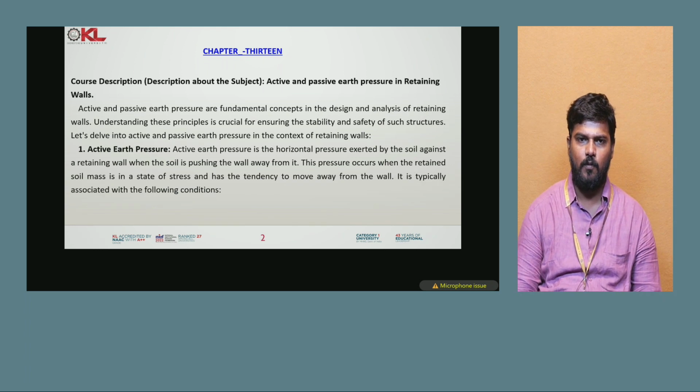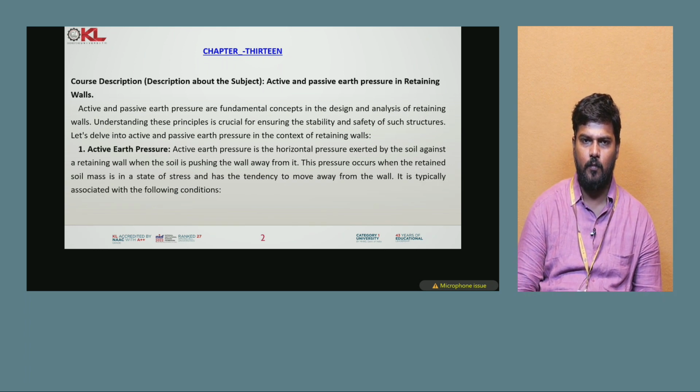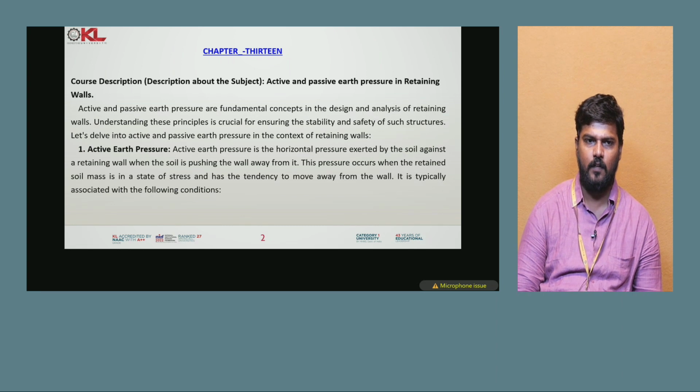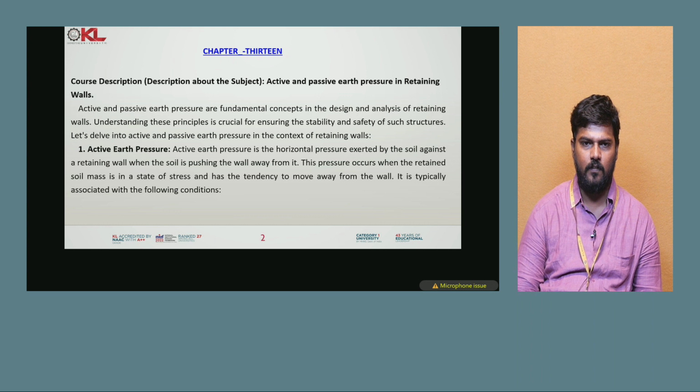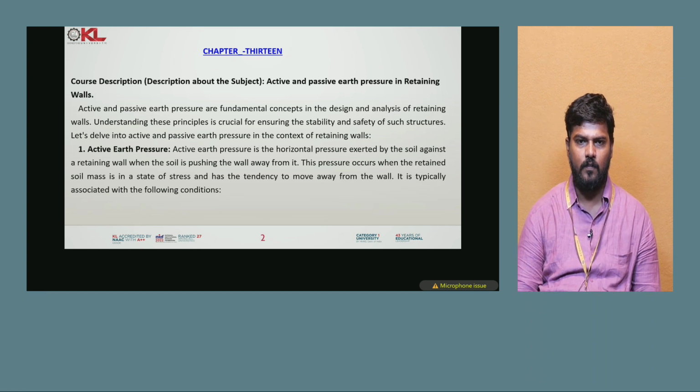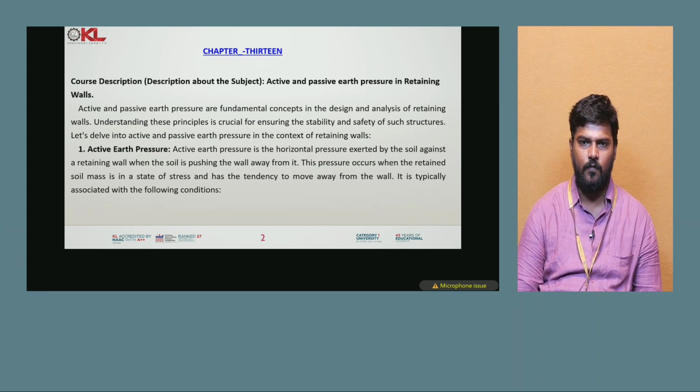Today our topic is the 13th chapter, about active and passive earth pressure in retaining walls. Active and passive earth pressures are fundamental concepts in the design and analysis of retaining walls. Understanding these principles is crucial for ensuring the stability and safety of such structures. So let's delve into active and passive earth pressures in the context of retaining walls.